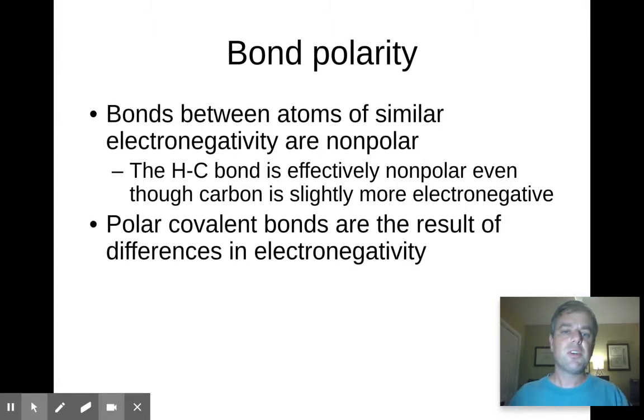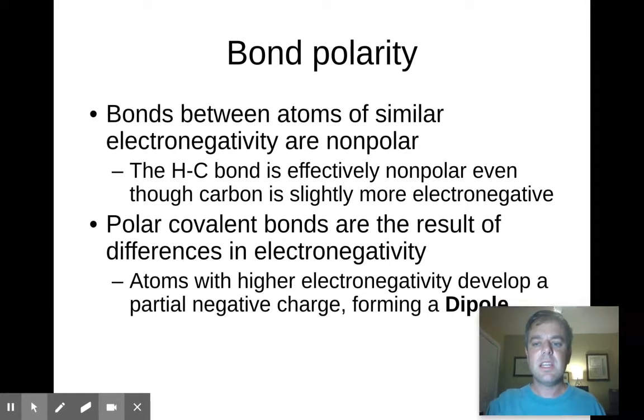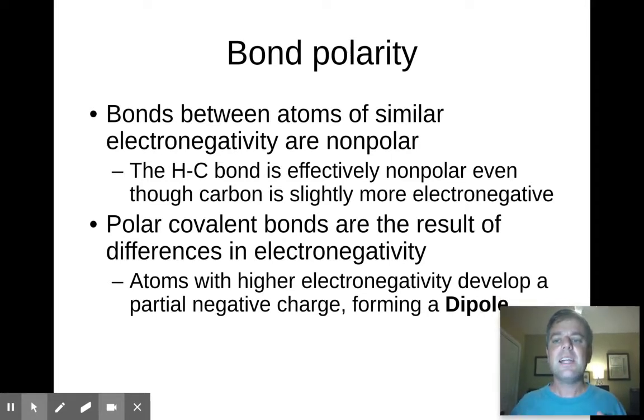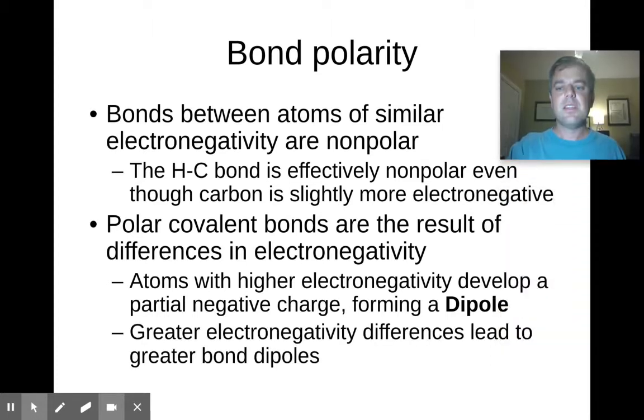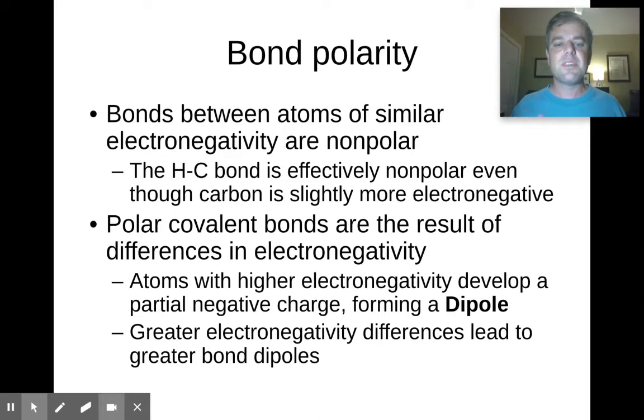So, polar covalent bonds are the results of having differences in electronegativity. And the atom with a higher electronegativity pulls the electrons closer to itself, which gives it a partial negative charge because the electrons are spending more time with the more electronegative element. And that forms what's called a dipole. Dipole meaning there's two poles, a negative and a positive, just like magnets have north and south poles. And the greater the differences in electronegativity, the greater the bond dipoles, the more polar those bonds are.